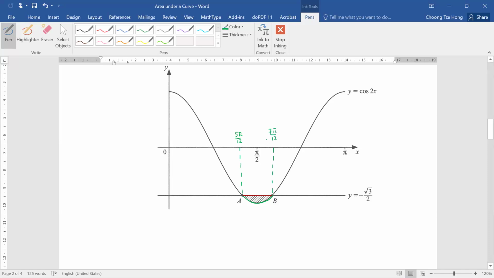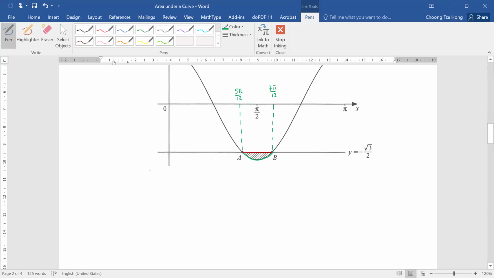So we are going to integrate from 5 pi over 12 to 7 pi over 12, for the line is on top of the curve. So equation of line minus equation of curve. Right, so let's go ahead and do that. And you can see that actually it's not that difficult. It's actually a 6-mark question, but not that difficult to do. Okay, so shaded area.